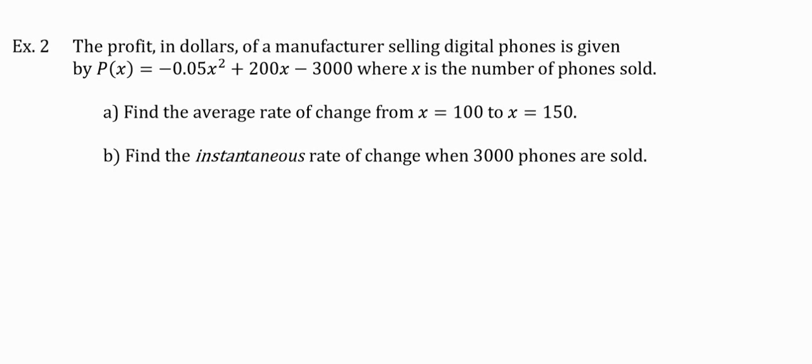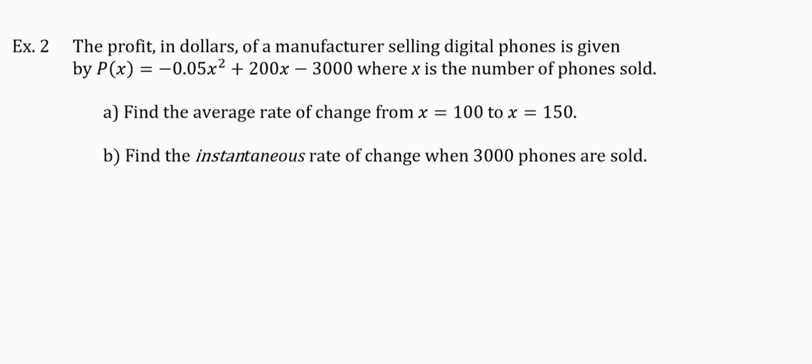The profit in dollars of a manufacturer selling digital phones is given by this quadratic function, where X is the number of phones sold and P is obviously profit. So we've got two things to do here. Find the average rate of change between 100 and 150, so from selling 100 phones to selling 150 phones, and find the instantaneous rate of change when 3,000 phones are sold.